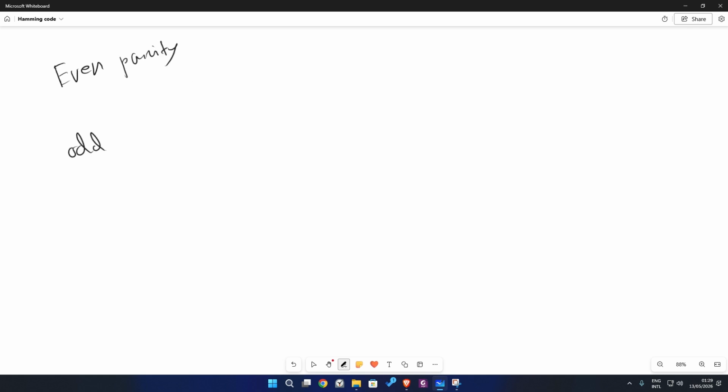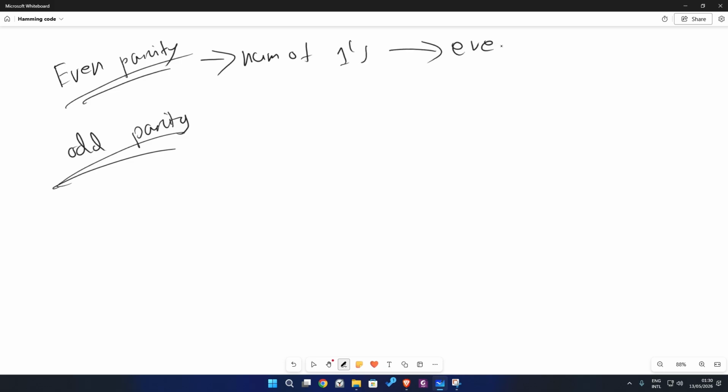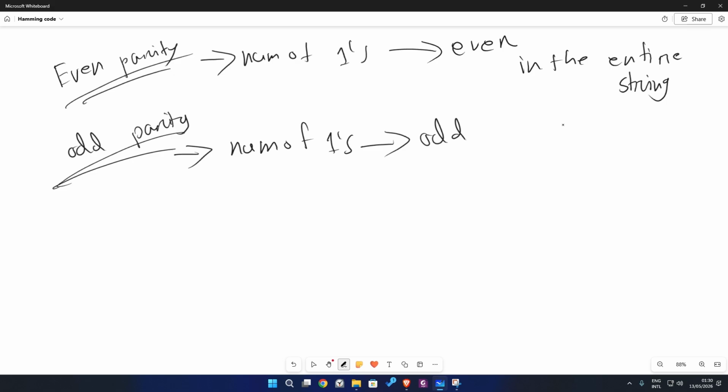In Hamming code we can see even parity and odd parity. So what is even parity and odd parity? In even parity we need to make sure the number of ones is even in the entire string. And odd parity is just the reverse: the number of ones will be odd in the entire string.